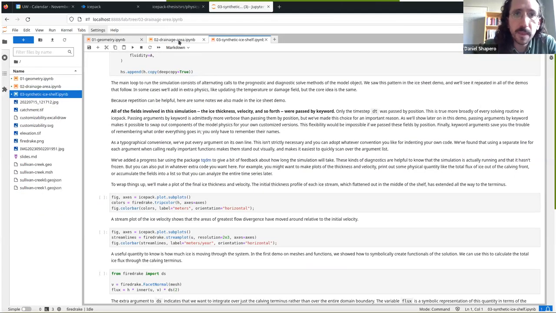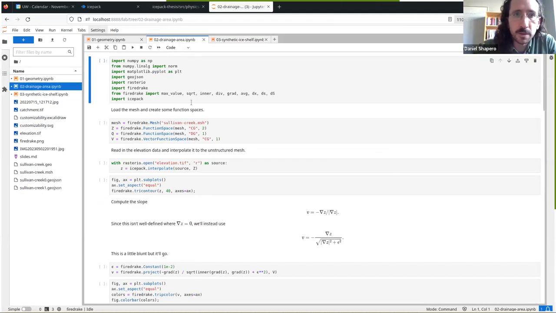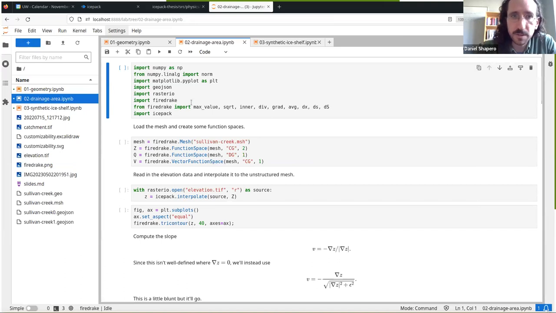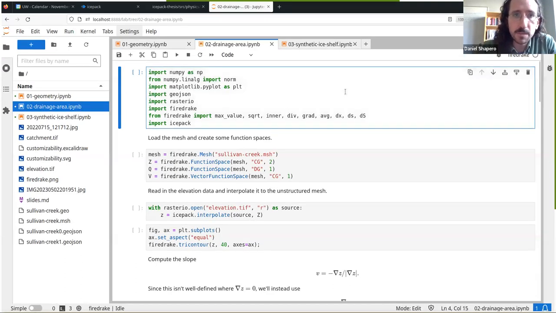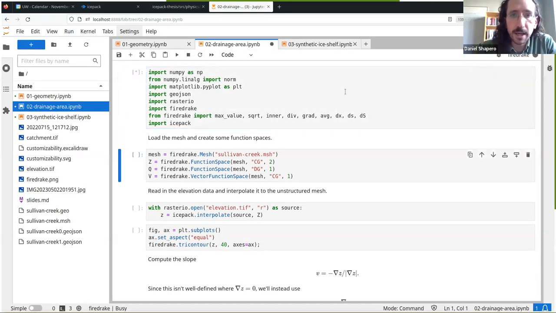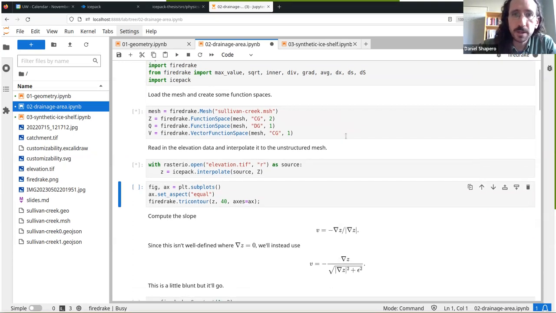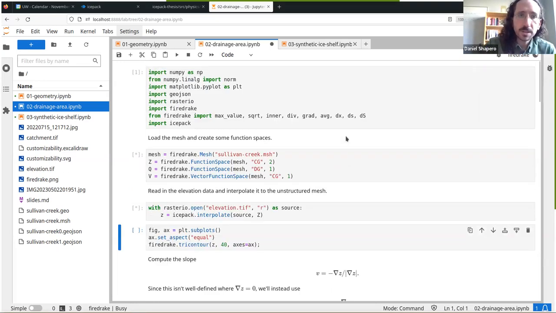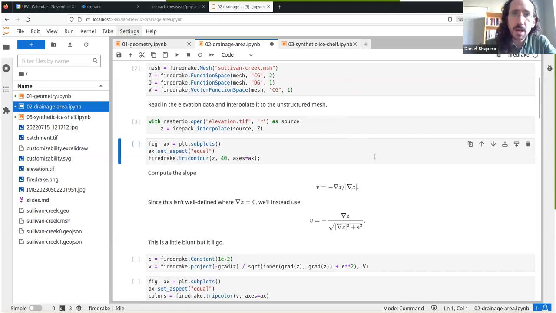So, an example that's a little more sophisticated than just the diffusion equation. All of this is using Firedrake, and what I wanted to do was compute the drainage area, a quantity that you often want to use in the stream power incision model, which describes the evolution of landscapes under rainwash and other sources of erosion.